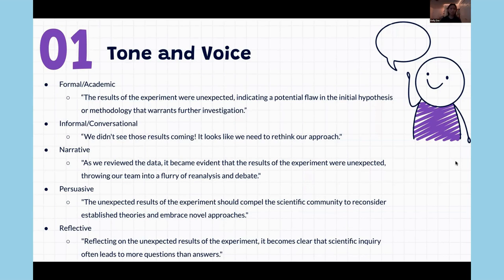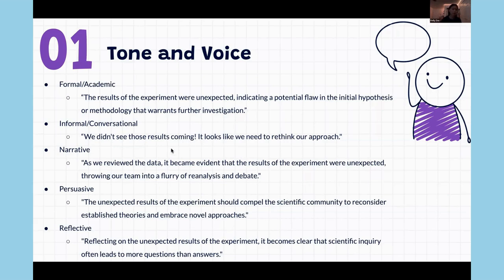Another example of a type of tone would be informal or conversational. So, an example of that with the same sentence kind of is, we didn't see those results coming. It looks like we need to rethink our approach. So, it's a lot more casual, informal. It seems like something that you would say to a friend rather than something that you would write out on paper.